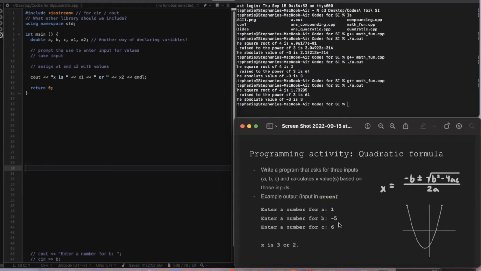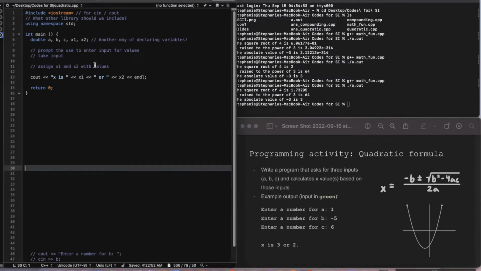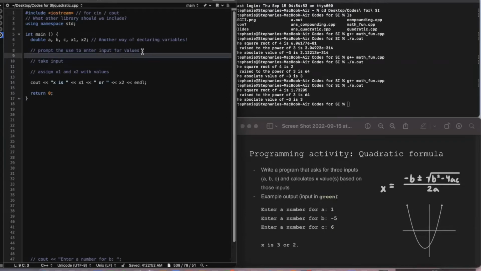So let's take a look at what we have here. So we're going to use an input prompt for them to enter some values. So how am I going to do that? Are we going to use the variables A, B, and C? Yeah, that sounds great. Okay. So we'll use these variables that I have up here. I just defined them in that other way where it's the same thing as saying double A, double B, double C, double X1, double X2, just a more concise way of writing it. So we didn't take up a million lines, but either way is completely fine. So use whichever one you're more comfortable with. But yes, these are the variables that we're going to be using.